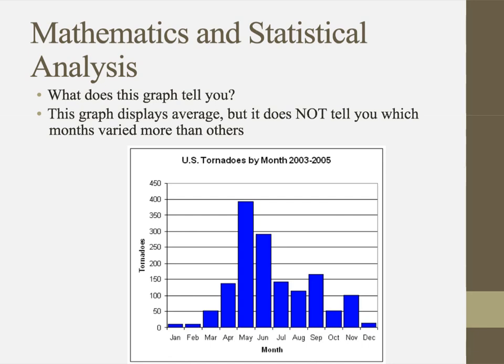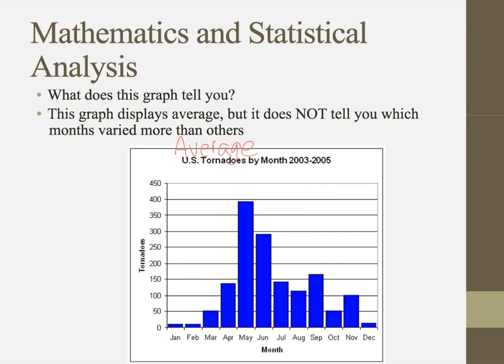One of the most common things to do with these super large data sets is to put them into a graph to give us a better visual representation of what our data is trying to tell us. So here we're looking at what I can assume is the average number of tornadoes per month. Again, this is not a very good graph, because it should say that. And this tells us that some months have higher average numbers of tornadoes than other months. What it doesn't tell us, though, is which months vary more than others.